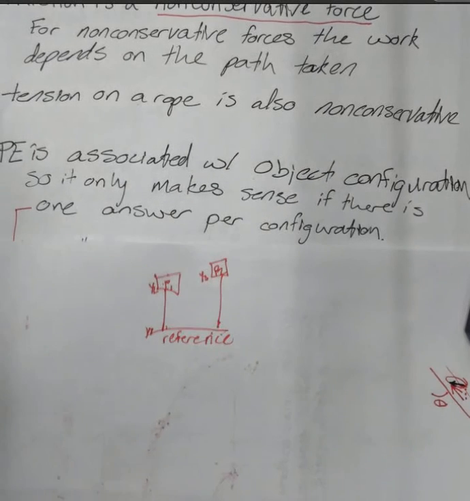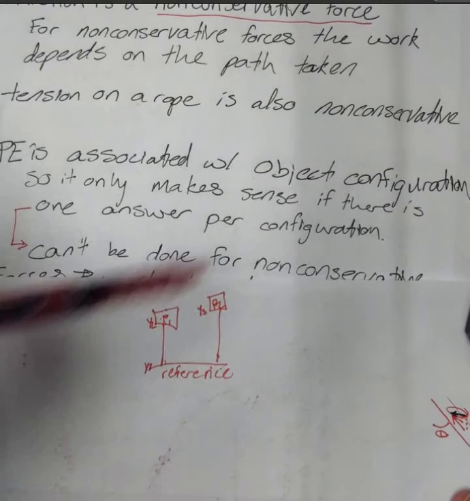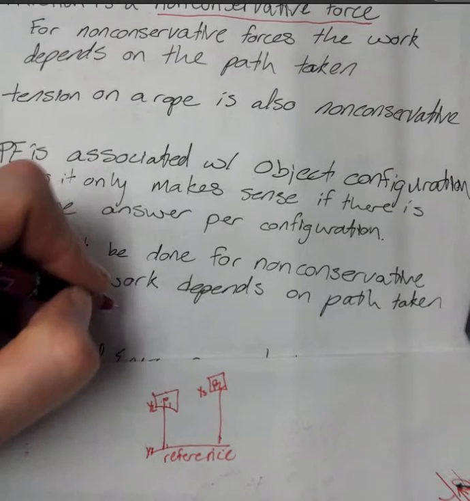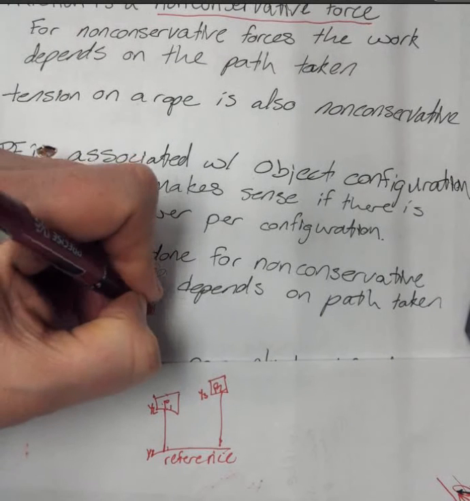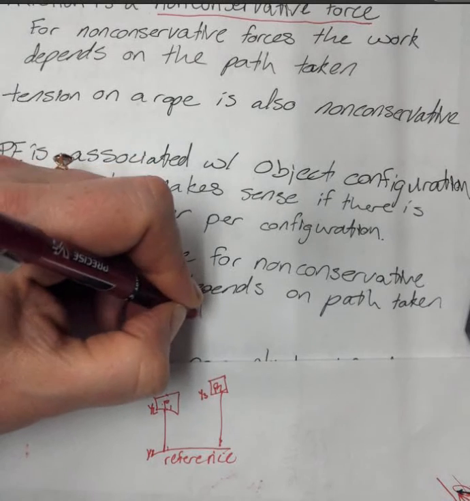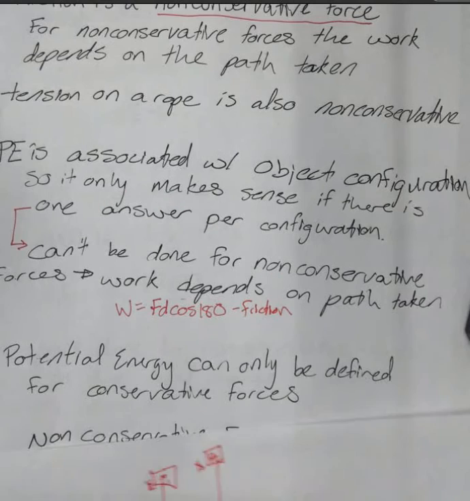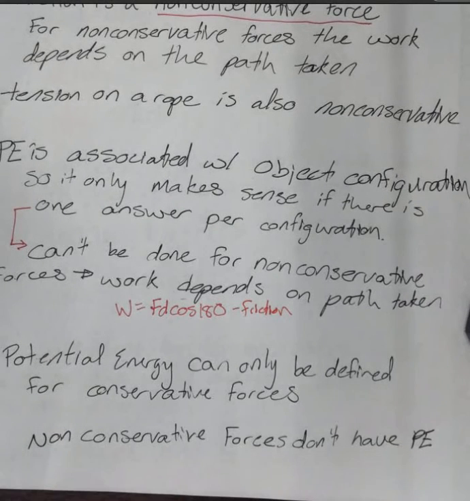So that's always going to be true with conservative forces, but that can't be done for non-conservative forces because it depends on the path. The work that's done depends on the path that's taken. Work will always equal F d cosine 180 for friction. And we're mostly going to be working with and using friction when we talk about our non-conservative forces. So that's going to be something that will simplify some of the work that you do.